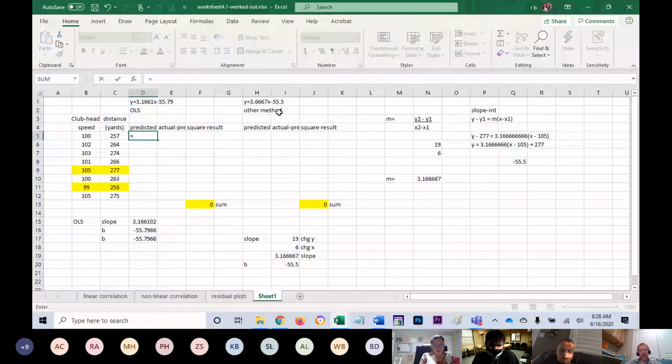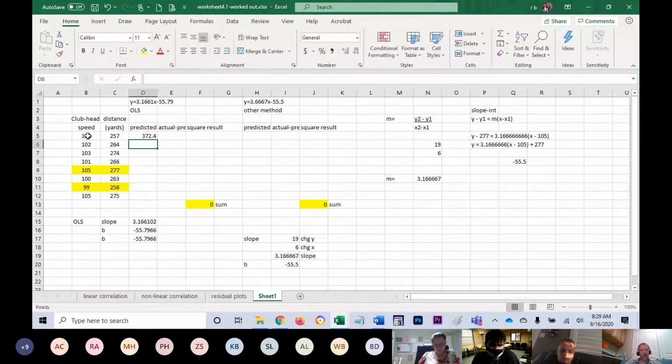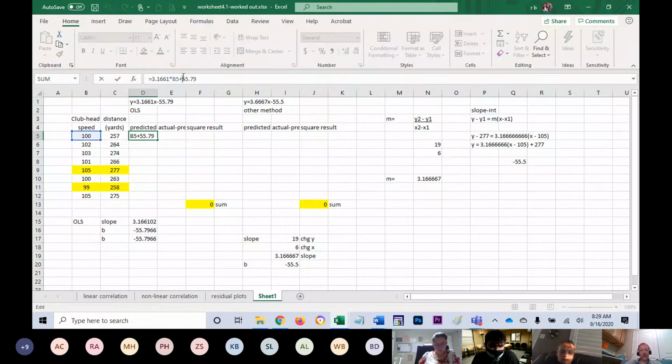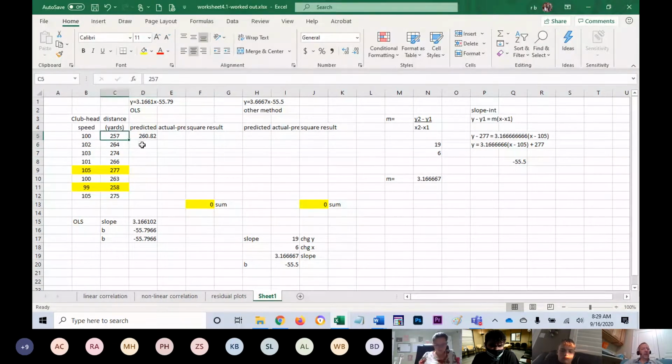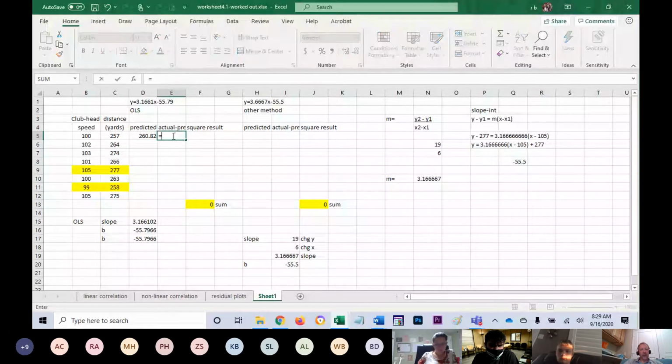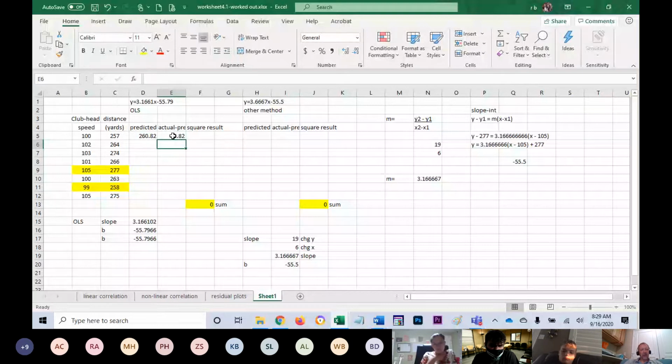Okay, so it would just be 3.1661 times 100 minus 55.79. So then that would be 316.6 minus 50, right? Yeah, except I put plus and I was supposed to put a minus like you said. Okay. So I went 257 yards. According to my prediction line, I should have gone 260.8. And so if I take the actual minus the predicted, then I'm off by about 3.82 yards.